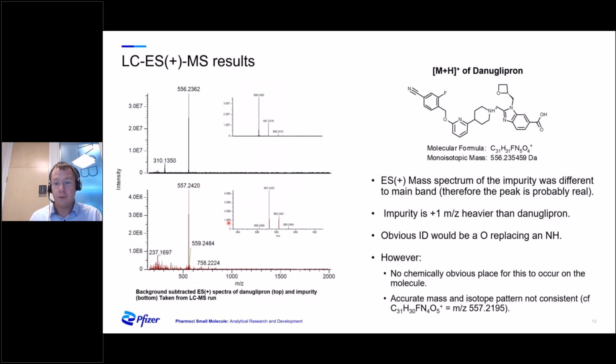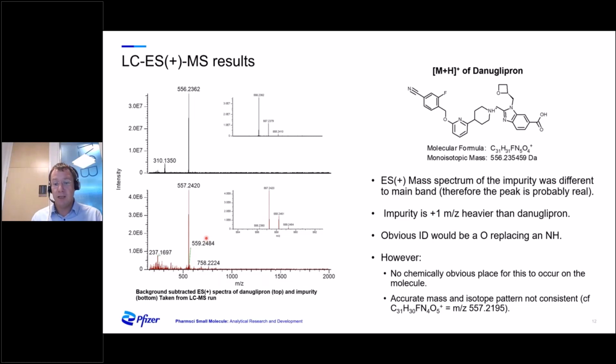So we went to our usual first port of call, which is positive mode LCMS. Now here you can see the mass spectrum for main band at the top and the impurity at the bottom. And straight away you can see that these differ by 1 Dalton, so 556 for danuglipron, 557 for the impurity. So this is telling us immediately that the shoulder on main band is indeed chemically different to danuglipron. So it's not just a chromatographic poor peak shape.